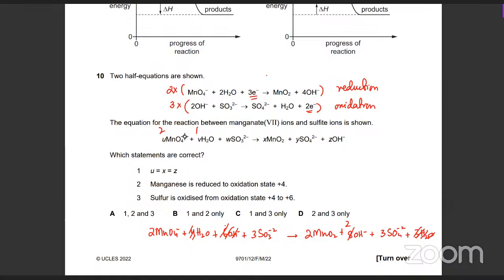H2 is 1. W is 3. This is 2MnO2, and that one is 2 OH ions. And I've got 3SO4 minus 2, so that's 3. Anyway, so what's the correct options now?